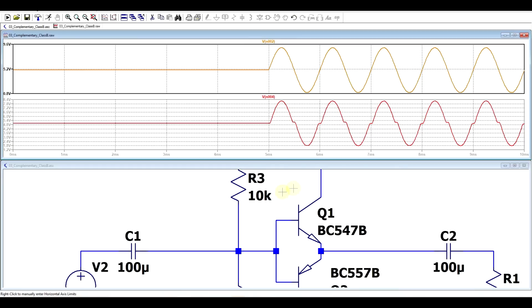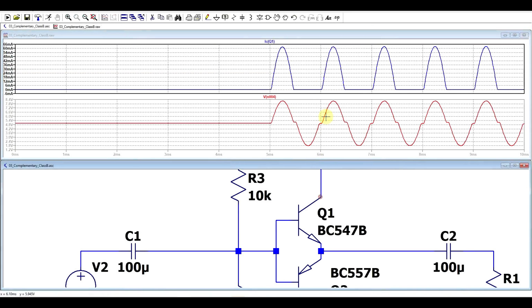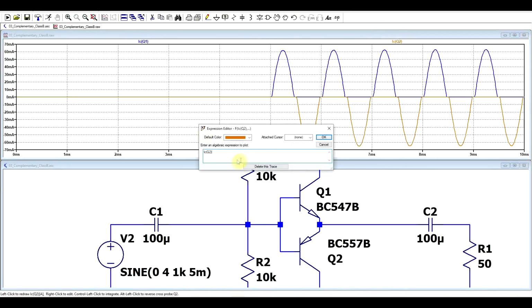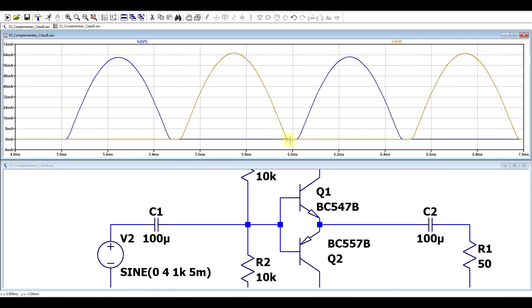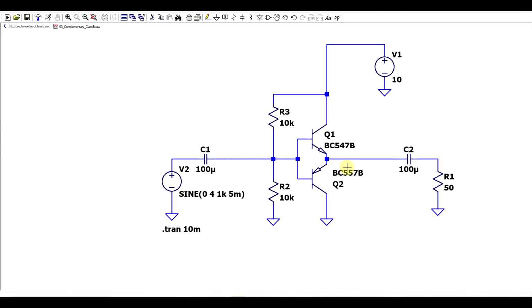Now, what this also means is that if we now check the currents and maybe invert one of these, so these are the collector currents for the two transistors, we can see that we're not really getting 180 degrees of conduction angle. So there is a period when no transistor is conducting. So technically, this sort of stage is running in class C, so we're below 180 degrees. But anyway, the way to fix this is to provide the missing 0.7 volts permanently to the amplifier stage.